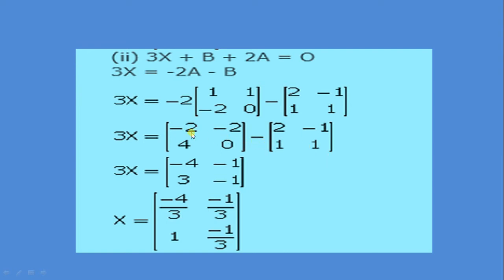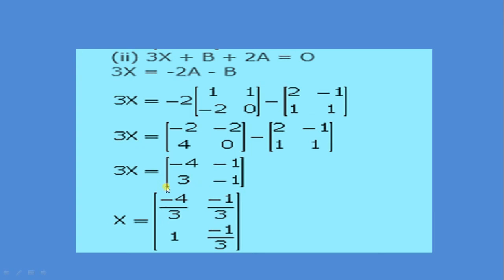Do the subtraction. Minus 2 minus 2 is minus 4. Minus 2 minus of minus 1 is minus 1. 4 minus 1 is 3. 0 minus 1 is minus 1. Now these are the elements of the matrix for 3x. But we need to find x.